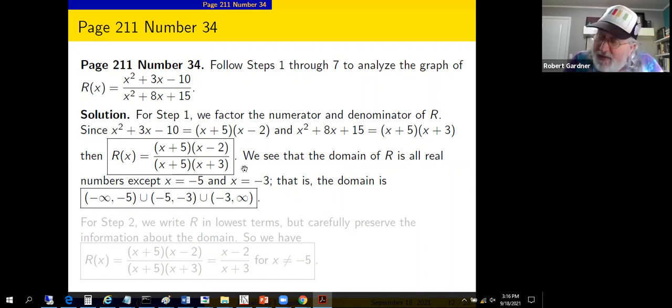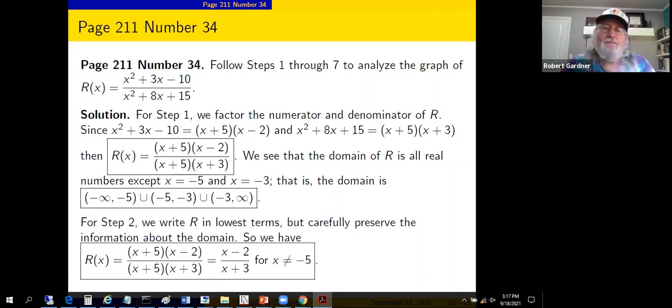So the domain consists of all real numbers except for -5 and -3. So we'll take the real line, remove -5, remove -3. There's the domain of the function. Next, we're going to look at this lowest terms stuff. Write R in lowest terms. But be very careful to preserve the information about the domain. We discussed this in one of the appendices.